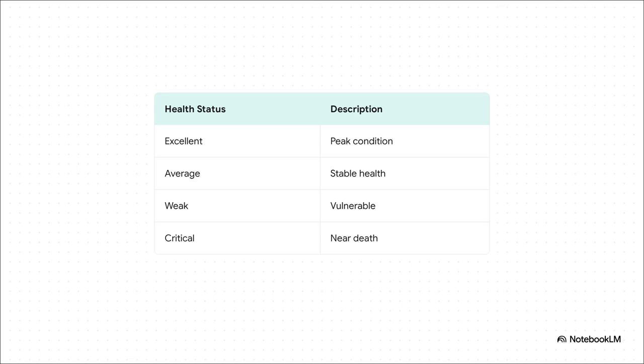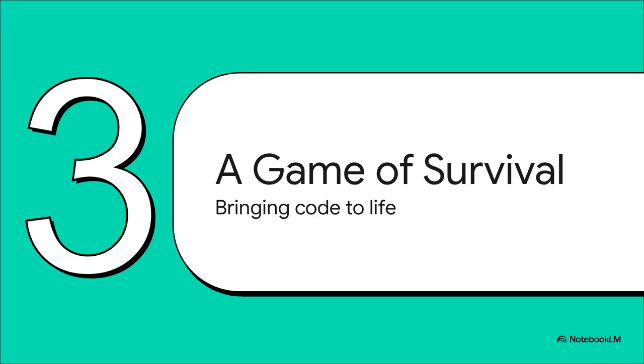Honestly, just think of it as a health bar with 4 simple states, from excellent all the way down to critical. And what's really fascinating is that this one little variable is the center of the entire universe for this eagle. Pretty much every other event in this simulation is designed to either push this health bar up or drag it down.